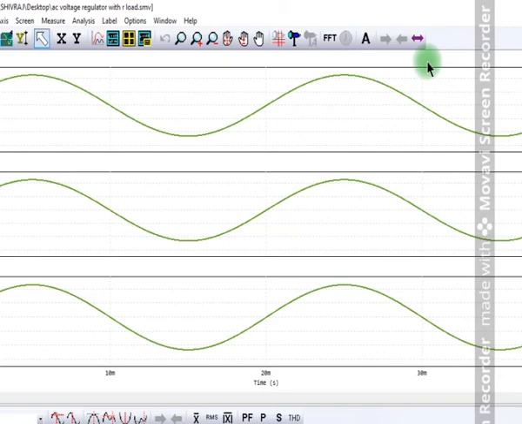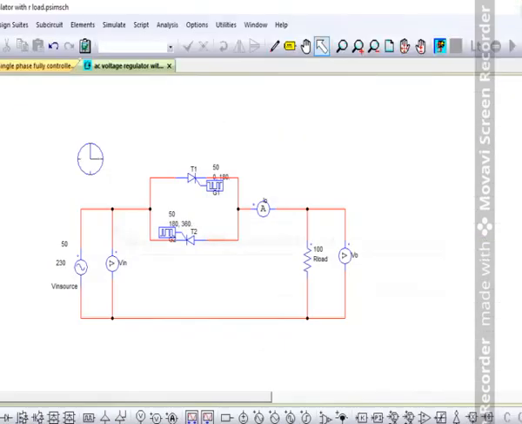Okay, for both, the conduction period given for SCR1 is from 0 to 180, and for SCR2 we have given the conduction period as 180 to 360. So there is no spike that has come. Okay, so whatever the input voltage is there, that is what is being followed. Okay, and then we'll try to do it in a different way.